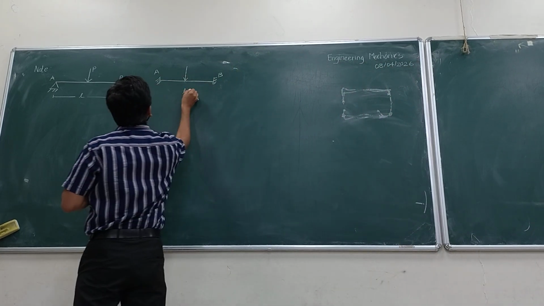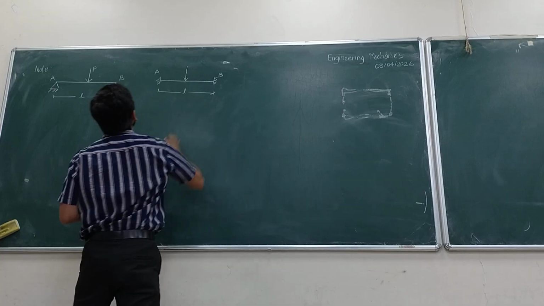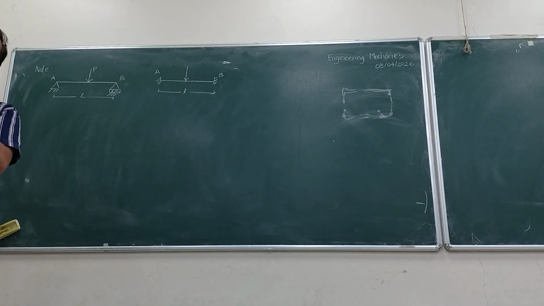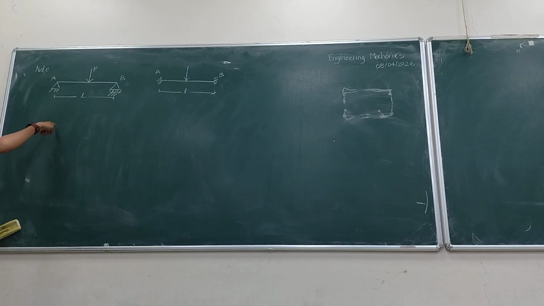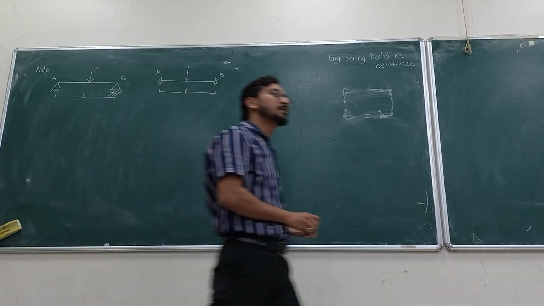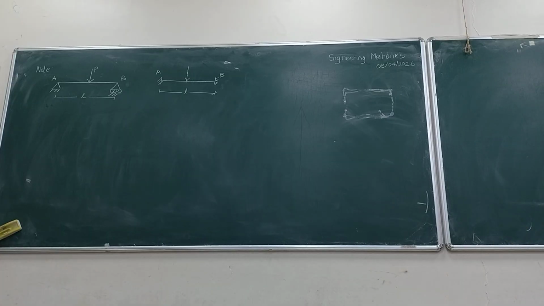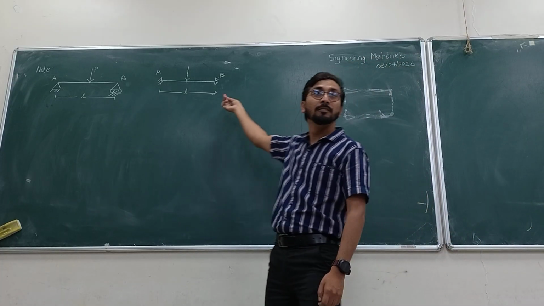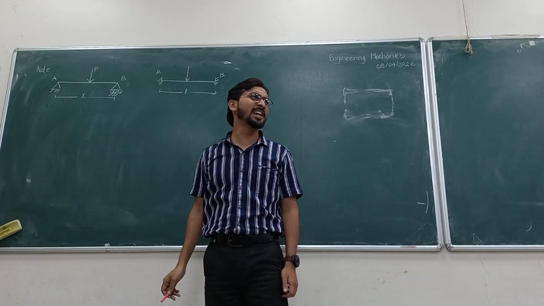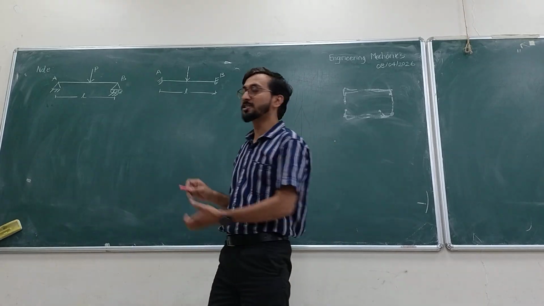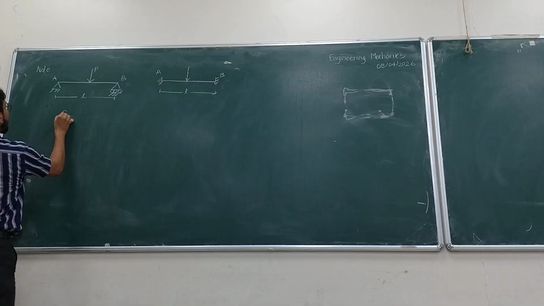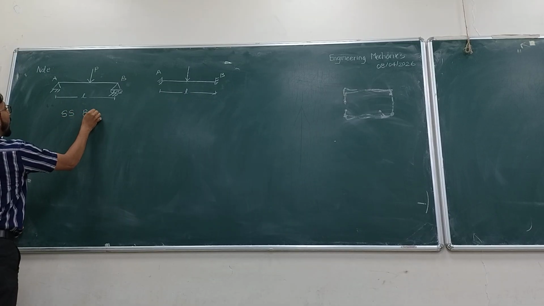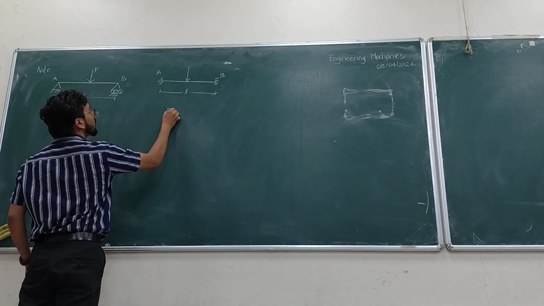See, look at this. This is the simply supported beam A, B, and the right one is what type of beam? What is this type of beam? Fixed ended. Fixed ended, no, fixed beam. It is a fixed beam. So this is a simply supported beam, and this one is a fixed beam.